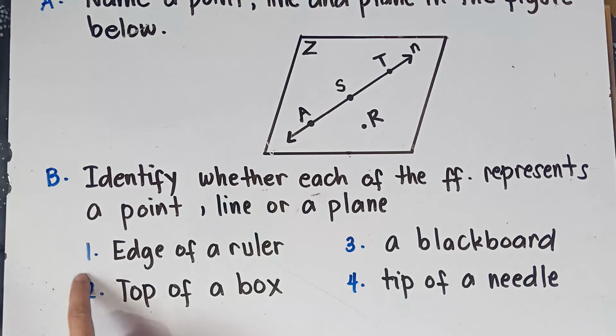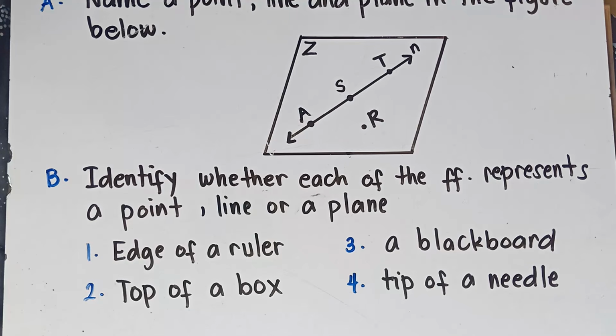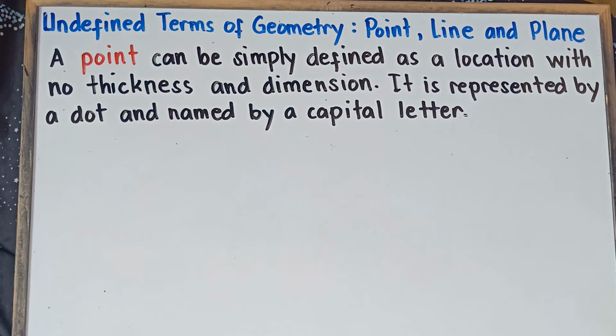Example number 1, edge of a ruler. Example number 2, top of a box. Number 3, a blackboard. Number 4, tip of a needle. And then we will have plenty of examples in class for you to really understand this one with regards to our activity. Before we answer our activity, class, we need to understand more what is a point, line, and then plane. So let's start with the point.